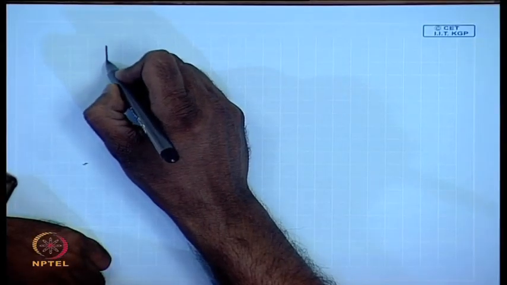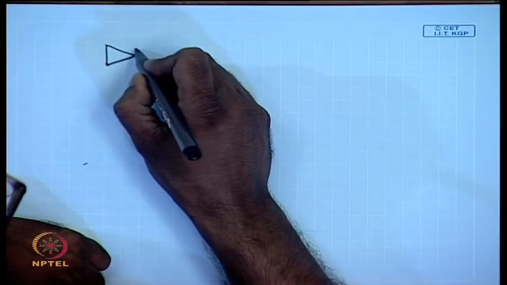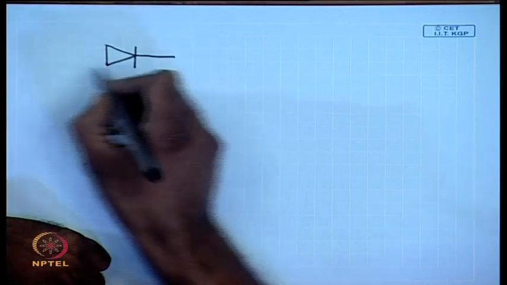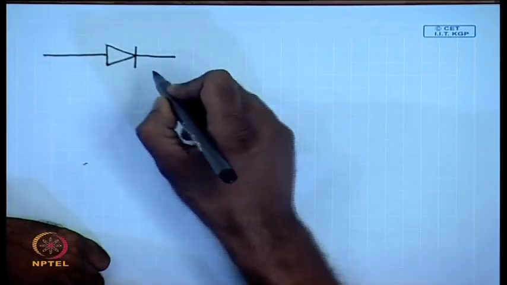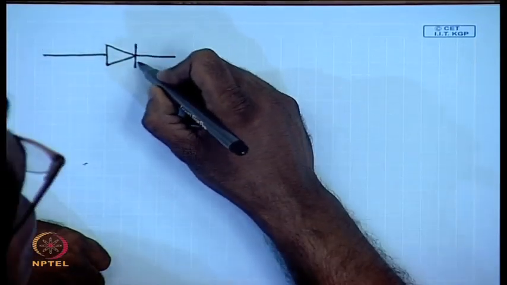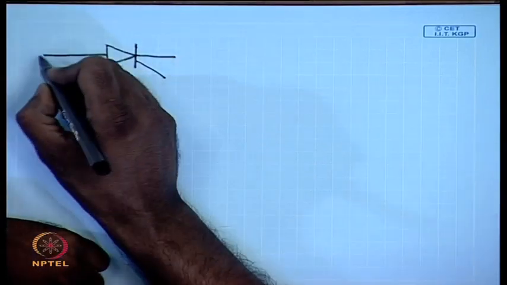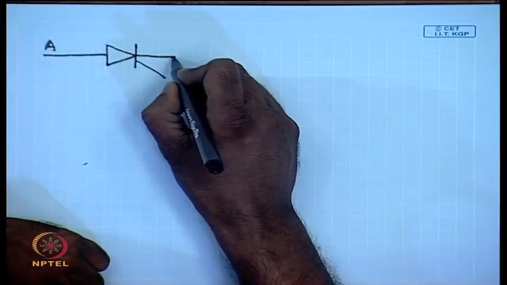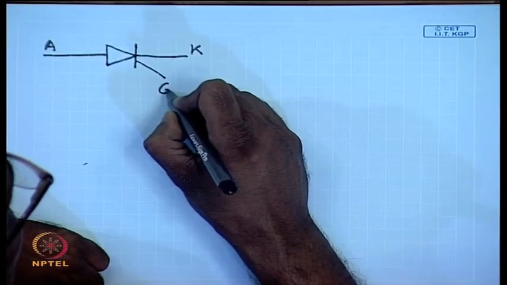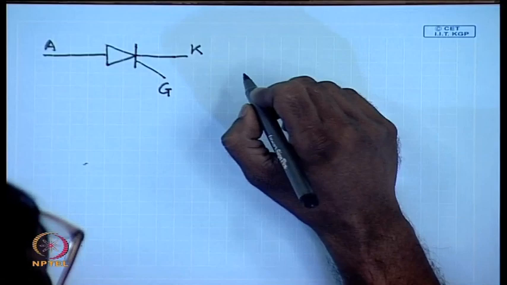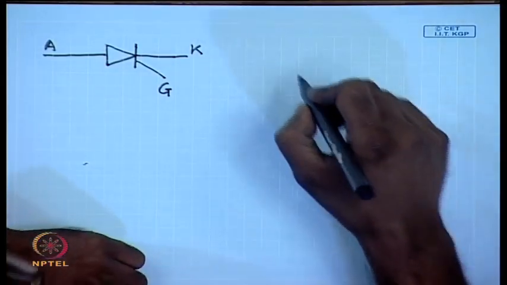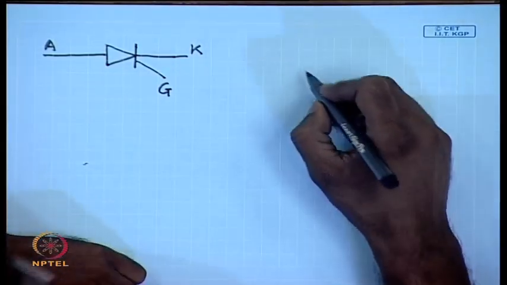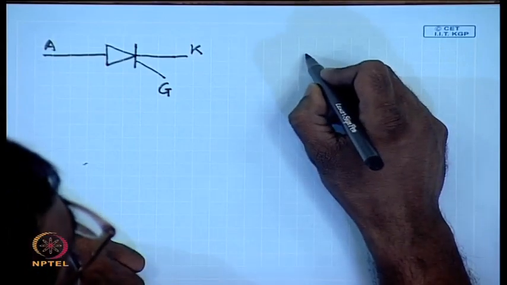The next controlled switch is called a thyristor. It has also 3 terminals. Like a diode, it has anode and cathode, and like a transistor, it has another terminal called gate, which is the control terminal. In construction, it is a PNPN construction.